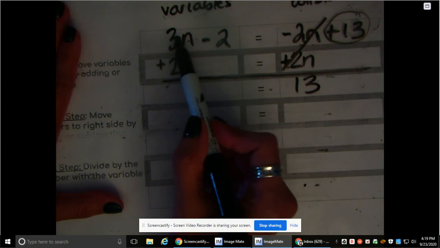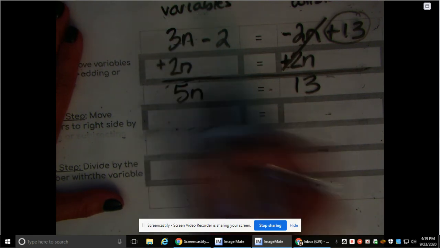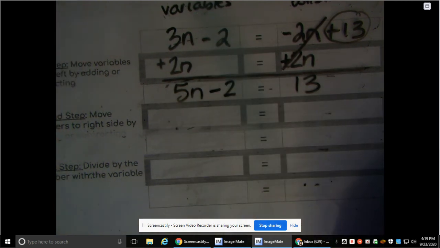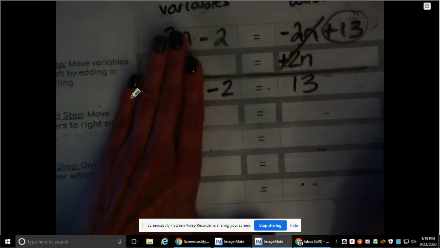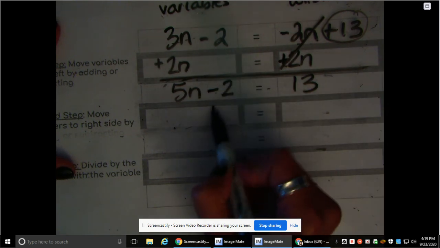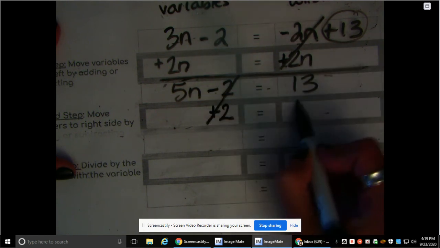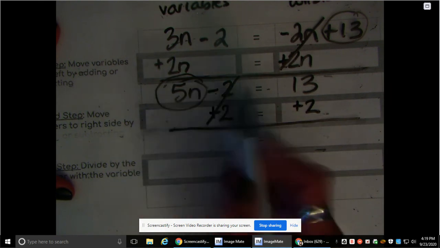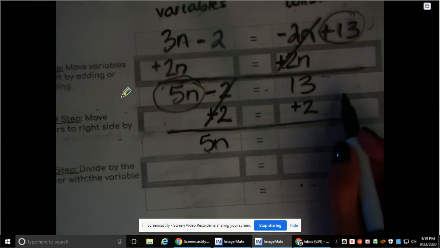On the left side, I'll combine a positive 3n and a positive 2n to get positive 5n. I'll bring down the minus 2 or negative 2. My next step is to move the numbers to the right side. Remember, you don't want to do anything with that 5n right now. In order to move this negative or minus 2 over, I'll put positive or plus 2. That cancels out on this side. All I have left over here is 5n. On the right side, 13 plus 2 will give me 15.